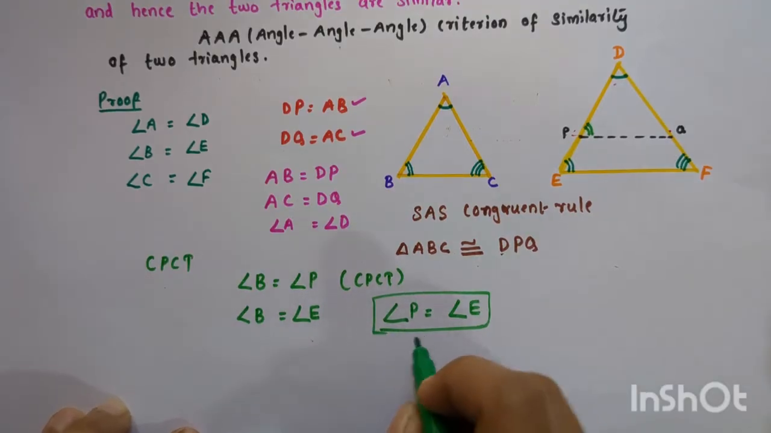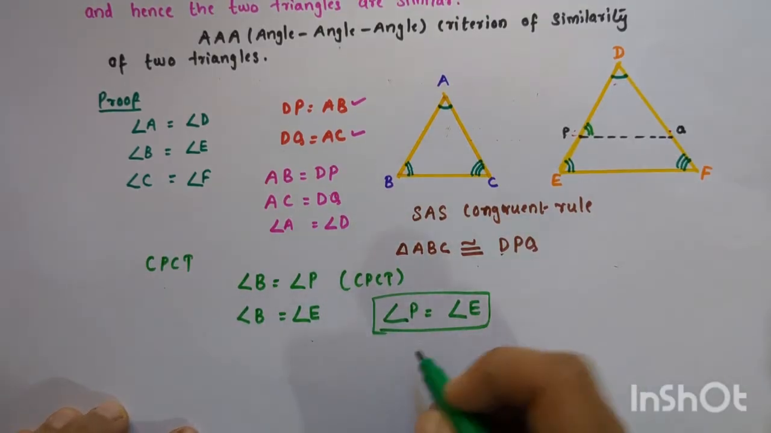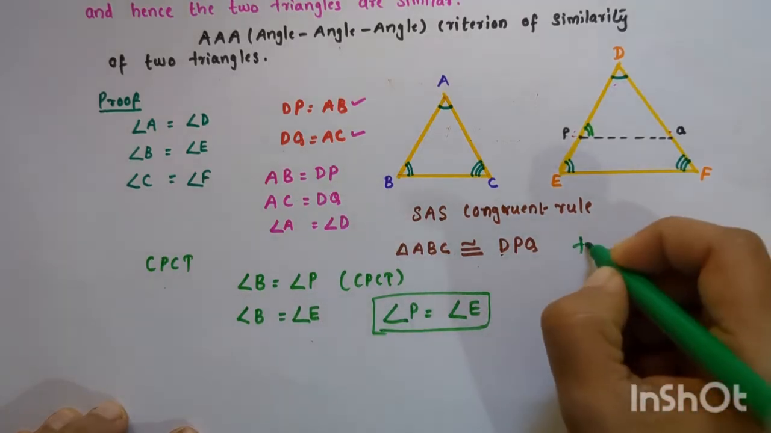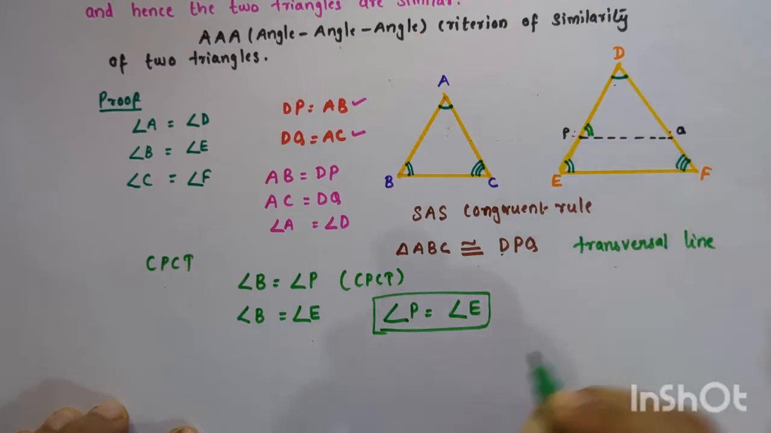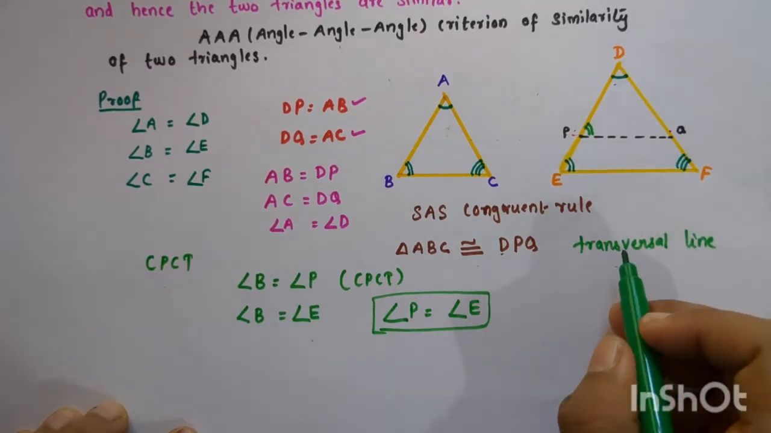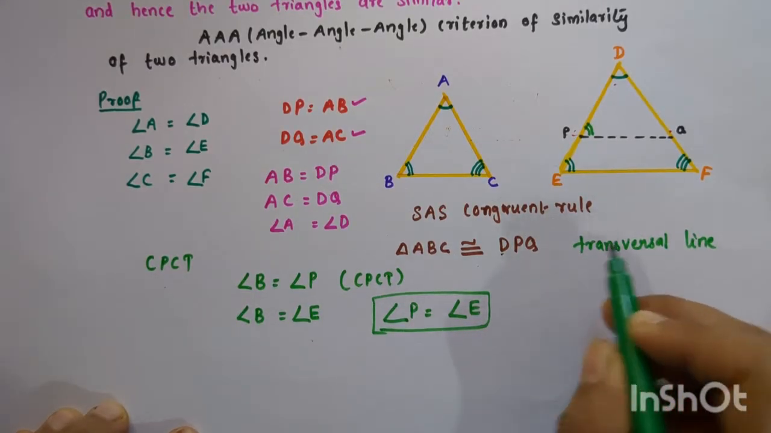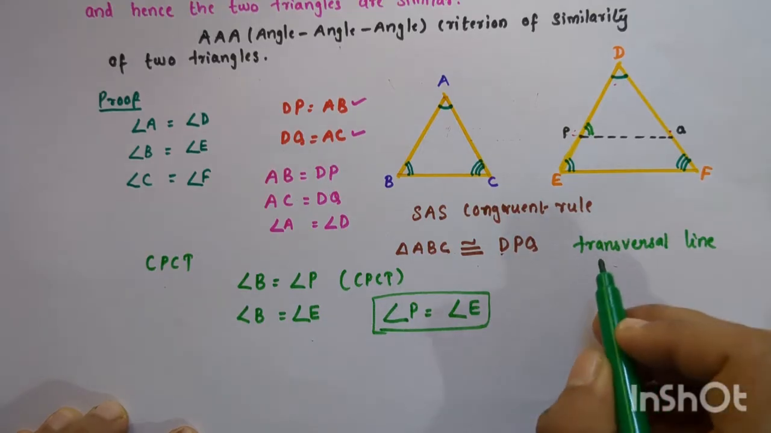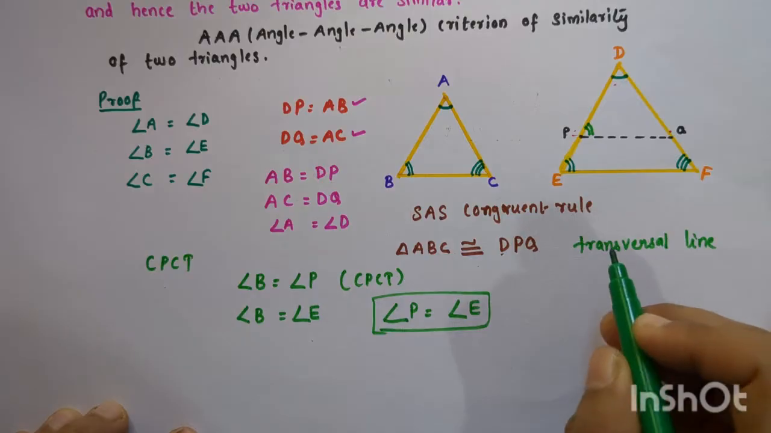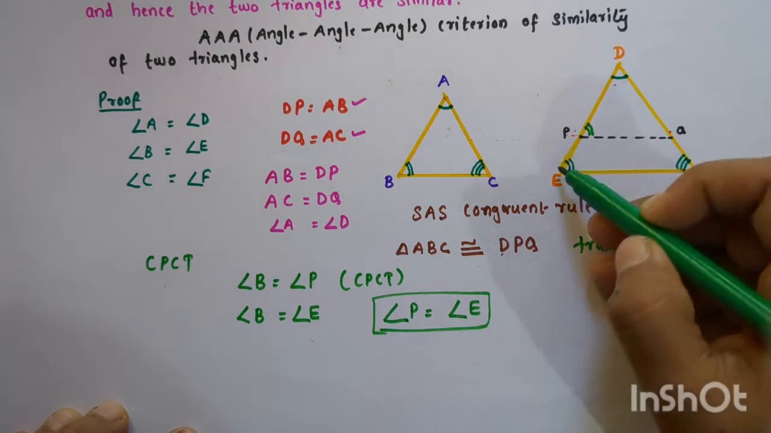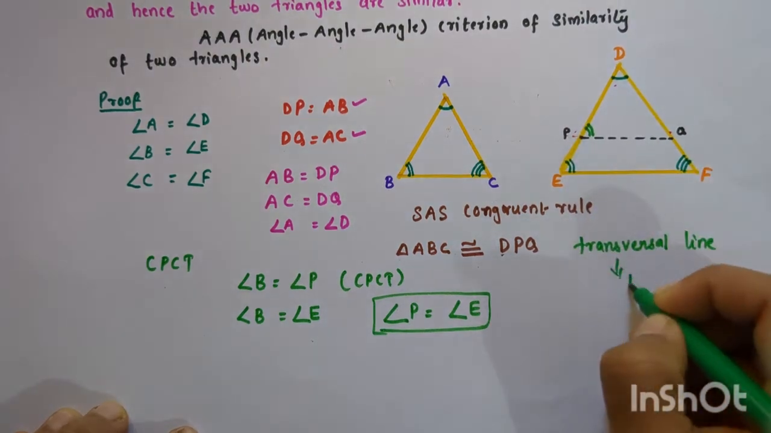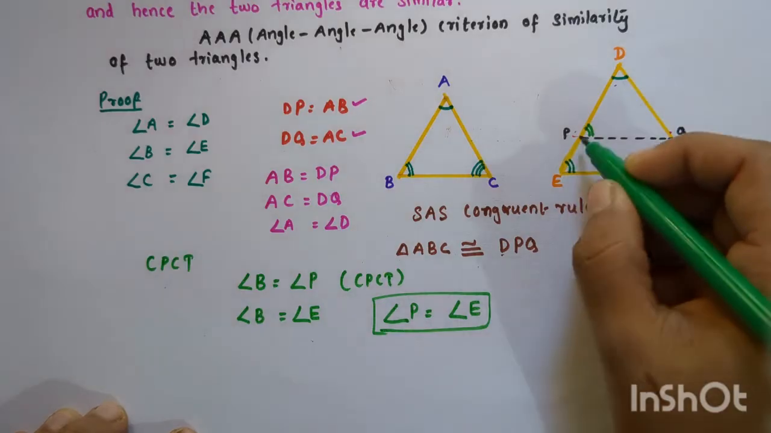Now, in geometry, a transversal line is a line that intersects two lines at distinct points in a plane. The straight line that intersects two or more lines is called a transversal. So here you see this line PE is a transversal line.